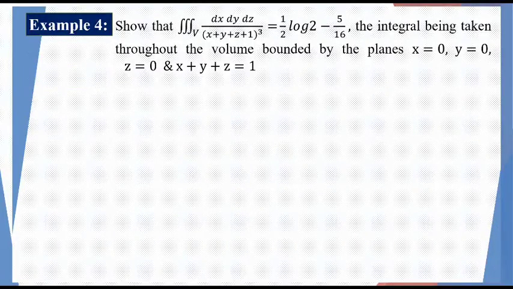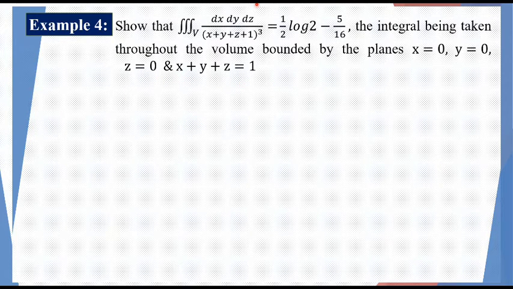Example 4. Show that the triple integral dx dy dz upon (x plus y plus z plus 1) whole cube is equal to 1 by 2 log 2 minus 5 by 16. The integral is taken throughout the volume bounded by the planes x equals 0, y equals 0, z equals 0 and x plus y plus z equals 1.